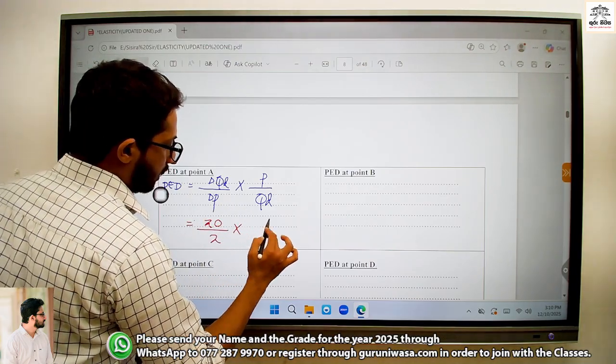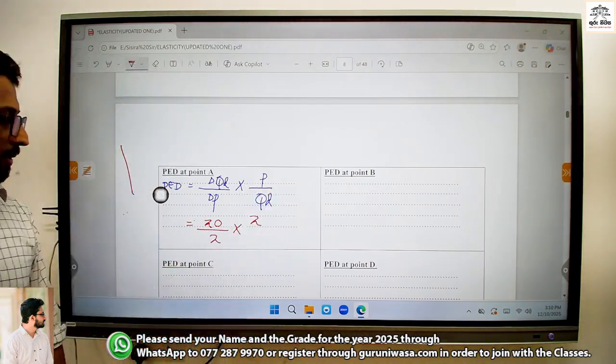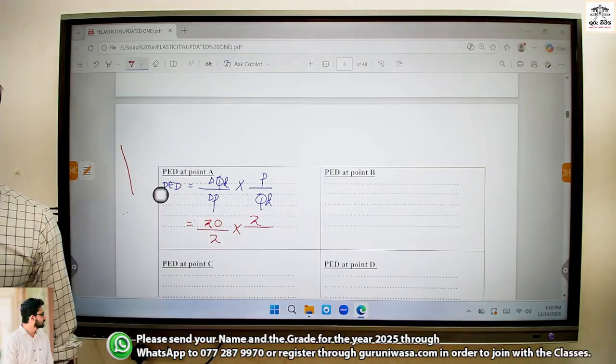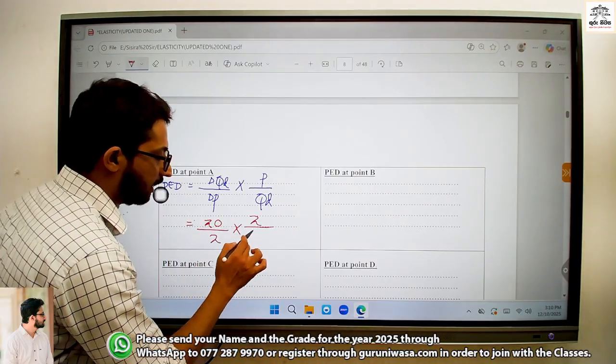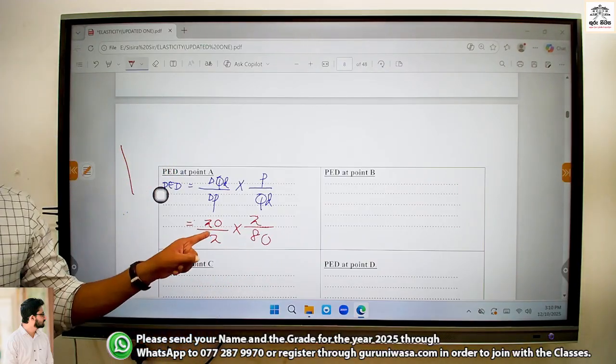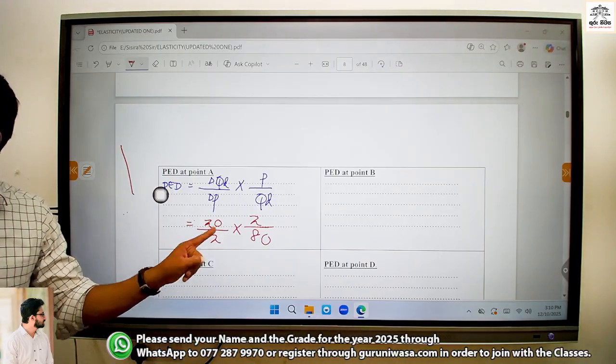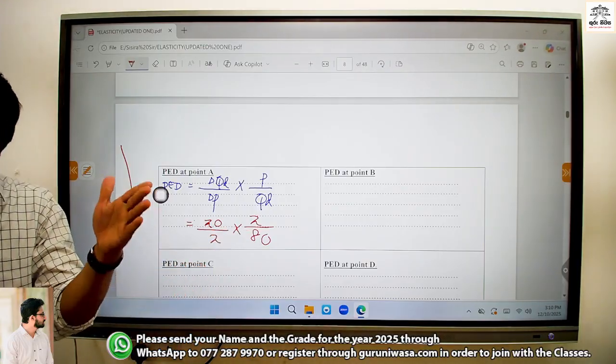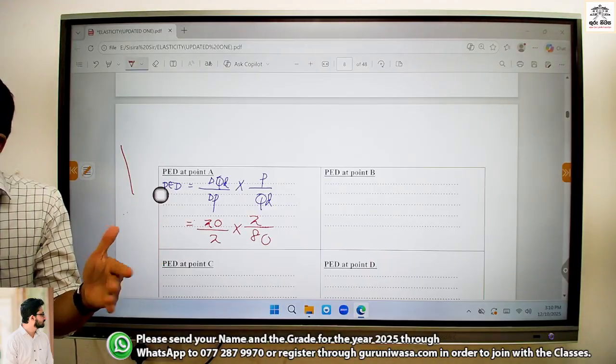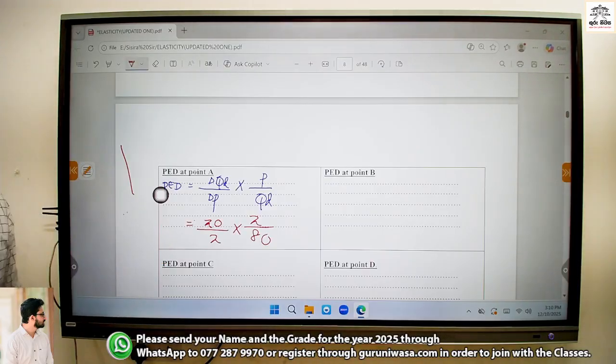Price 2 divided by quantity demand at point A, 80. Take the change in quantity demand over change in price, into price over quantity demand. At this point, we are calculating price elasticity of demand. Can you tell me the answer?